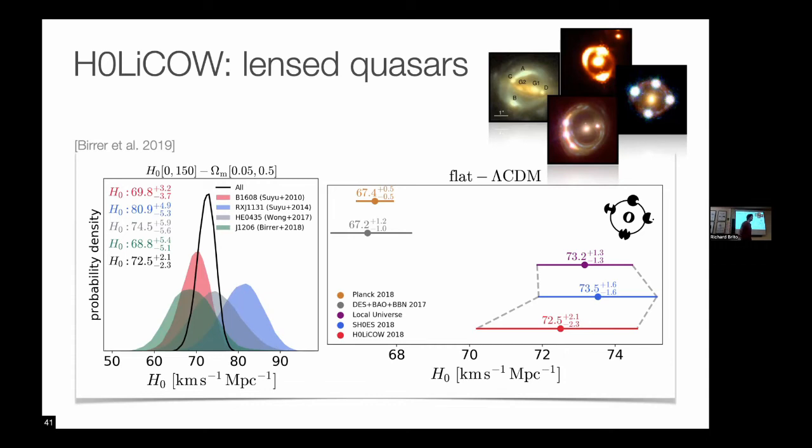What is the typical time delay, for instance? For the lensed quasars, you mean? Yeah, the typical time delays, I mean, the time delays can have a relatively wide range.